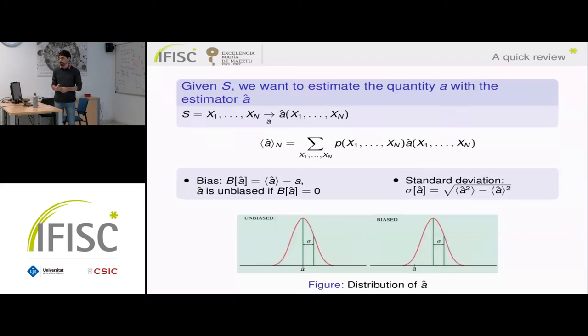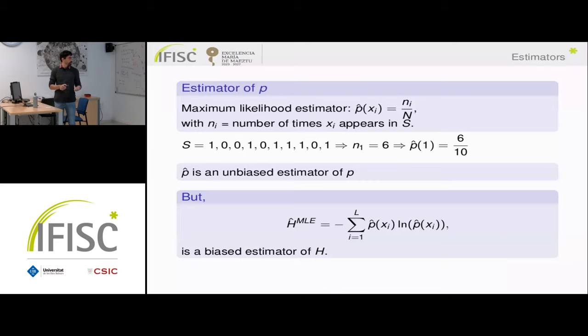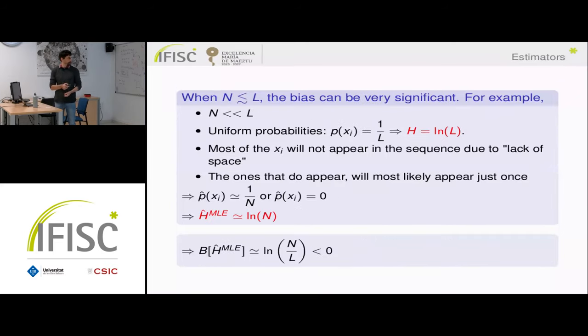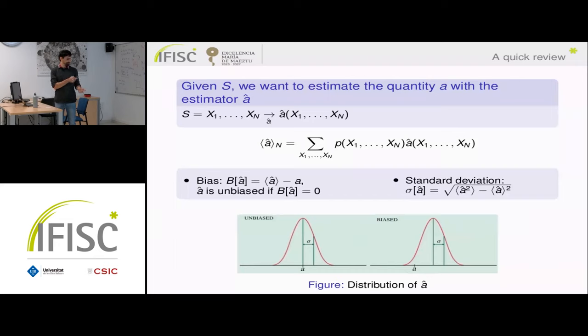A review of some basic things we're going to use later. If we want to estimate some quantity A using an estimator, the mean value of A can be calculated by applying the estimator to every possible sequence of length n and weighting it by the probability of having that sequence. What we usually want in an estimator is to be as accurate as possible, meaning that it's as close to the true value we want to calculate.